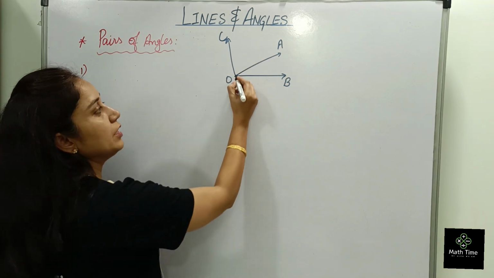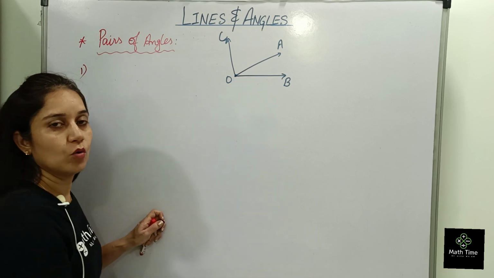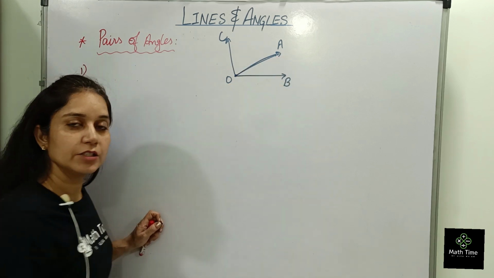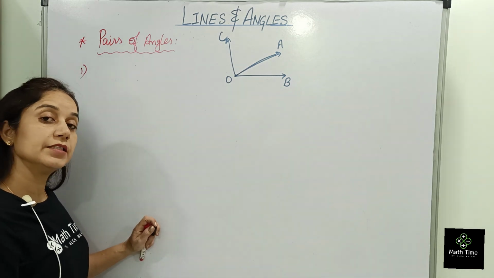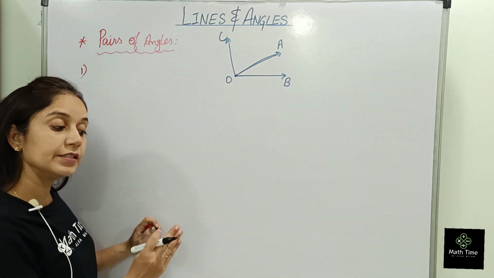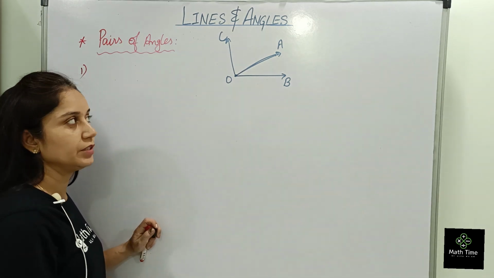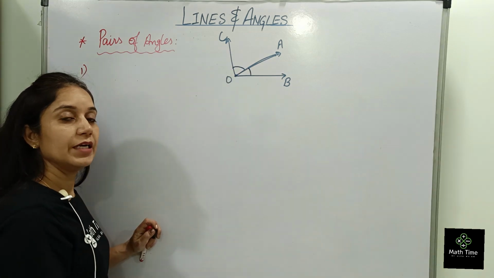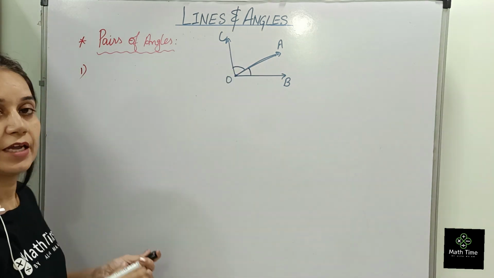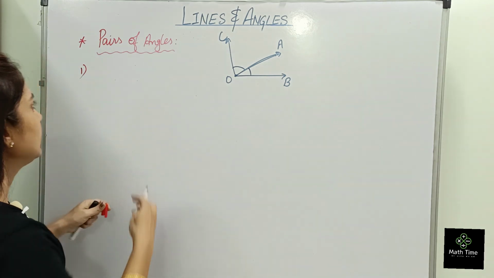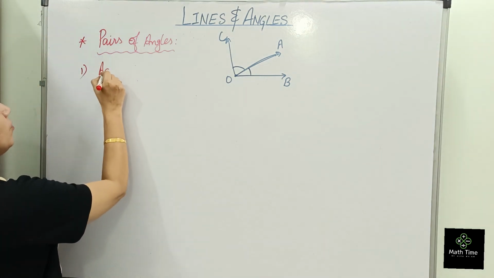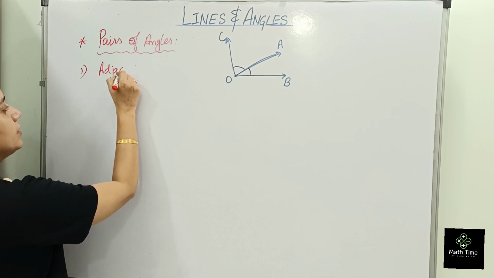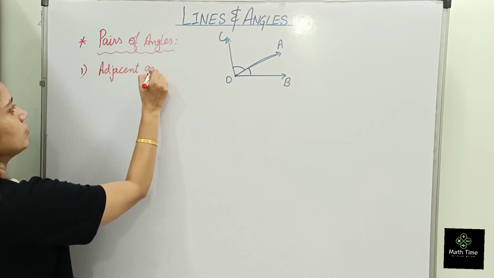What do they have? They have a common vertex O. They are sharing a common arm OA. Such type of angles are called adjacent angles, which are adjacent to each other, next to each other. This is one angle, this is second angle. So adjacent angles are those which are having a common vertex and common arm, as well as they don't overlap on each other. Adjacent angles.